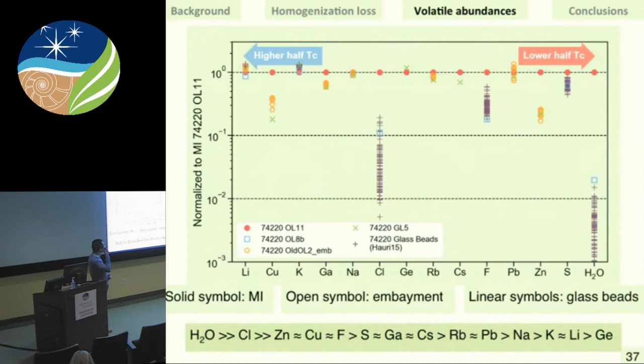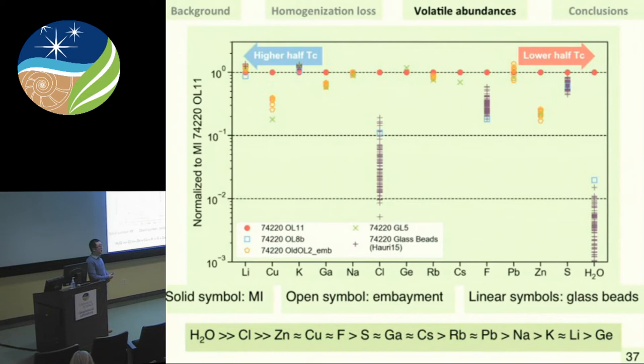So from this figure, we can see that water is the most volatile. It can be depleted by 2 to 3 orders of magnitude in the glass beads. Chlorine comes right after water, and it can be depleted in the glass beads by 1 to 2 orders of magnitude. And then we have copper, fluorine, and zinc, and they are depleted by about 80 to 90% compared to the melt inclusions.